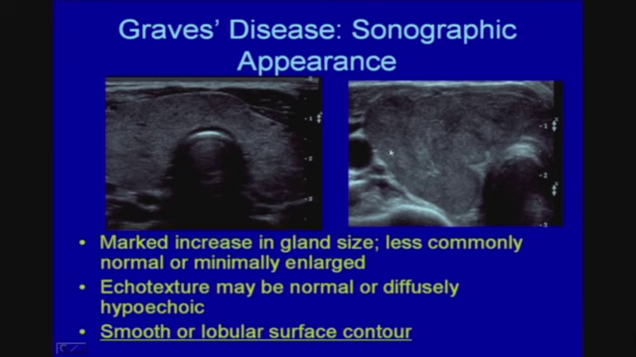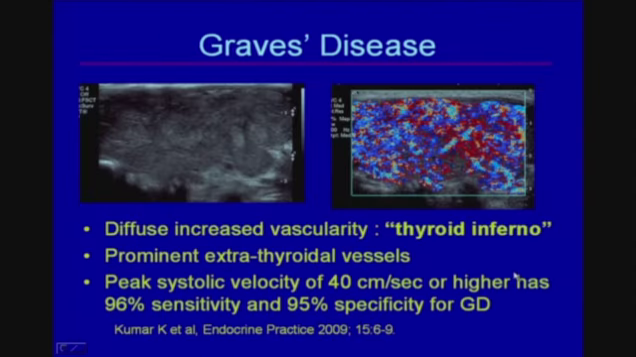Here's a patient with Graves' disease over here, where we can see there's overall hypoechogenicity reflecting the cellular infiltrate in this gland, and it tends to have a more scalloped or lobulated margin. The echotexture can be normal, or it can be diffusely or more focally hypoechoic, but this lobular surface contour is a relatively pathognomonic finding. As we mentioned before, when we do color Doppler, it can range from mildly increased to markedly increased, something that's been called the thyroid inferno.